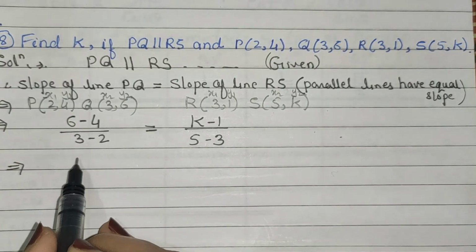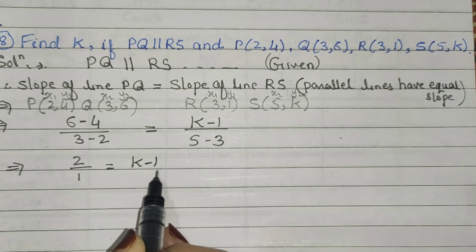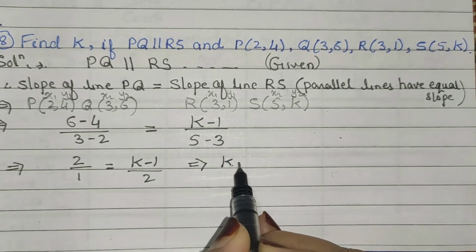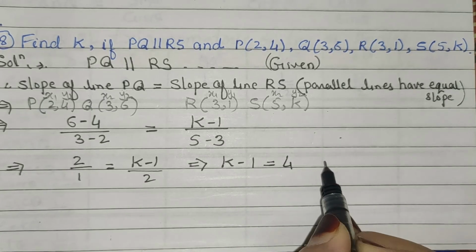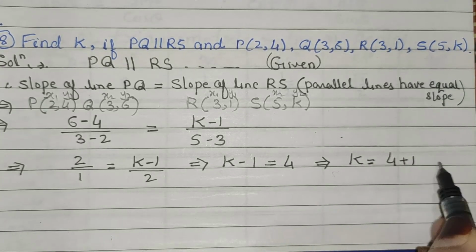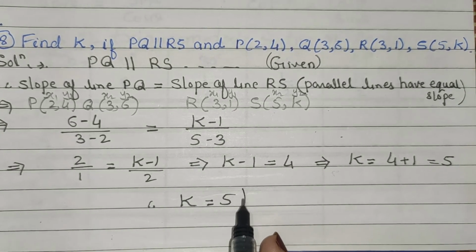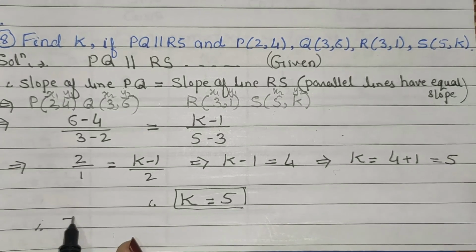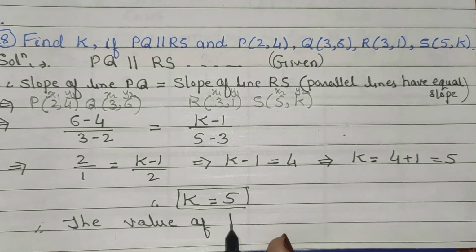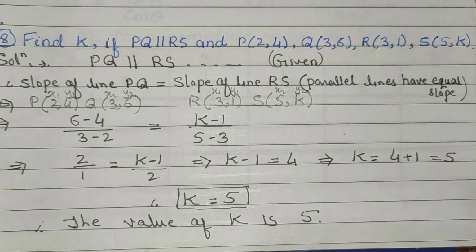6 minus 4 means 2 upon 1 is equal to k minus 1 upon 5 minus 3, 2. Cross multiplying, we get k minus 1 is equal to 4. Shifting minus 1 to right hand side, we get k is equal to 4 plus 1, which is equal to 5. Therefore, we get here the value of k is equal to 5. Write down the answer. The value of k is 5. Allah Hafiz.